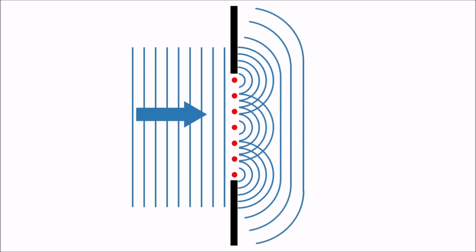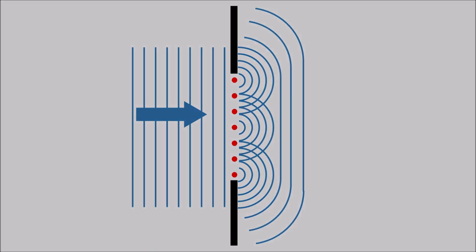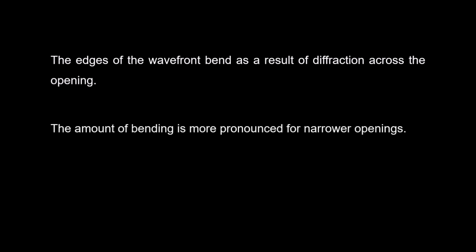The edges of the wavefront bend after passing across the opening. The amount of bending is more pronounced for narrow openings. This is consistent with the fact that wave characteristics are most distinct for interactions with objects comparable in dimension to the wavelength.